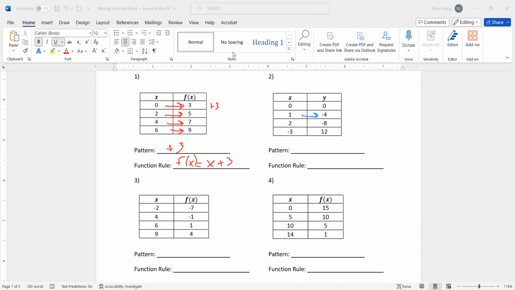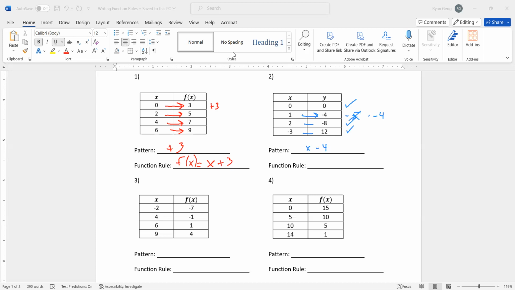How do I get from 1 to negative 4? I could subtract 5, but is 0 minus 5 0? No, so that's out. What's another way to get from 1 to negative 4? I could multiply by negative 4. Does that work? Well, 0 times negative 4 is 0, so it works there. 2 times negative 4 works there. Negative 3 times negative 4 is positive 12, works there. So multiply by negative 4.